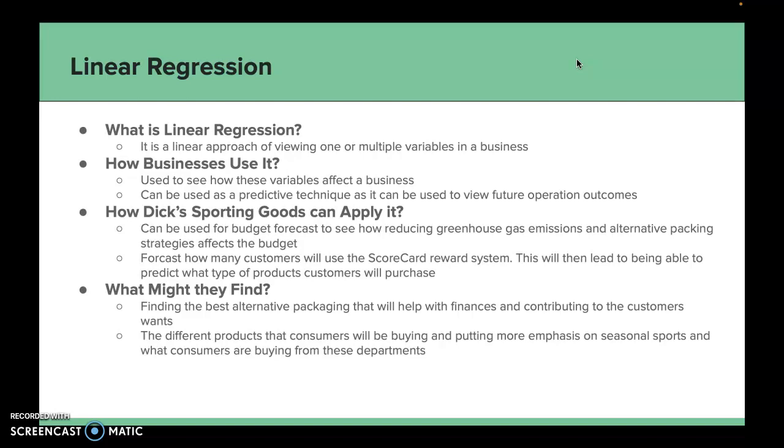So what might they find? Finding the best alternative packaging that will help finances and contribute to the customer's wants. But they can also find the different products that consumers will be buying and put more emphasis on seasonal sports and what customers are buying from these departments at specific times. Obviously, over the summer, they're going to be buying more shorts and tank tops, whereas in the winter, more leggings, sweatpants, jackets, sweatshirts, heavier clothing like that.